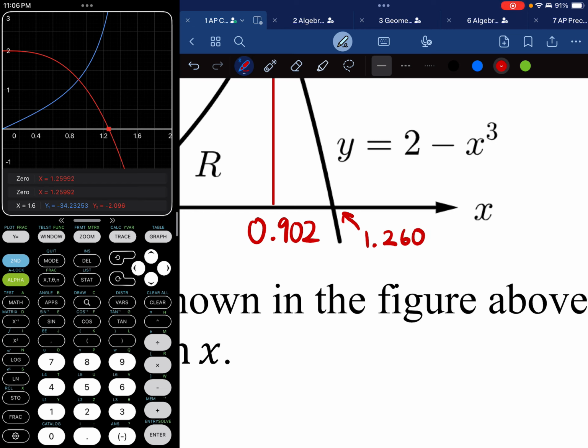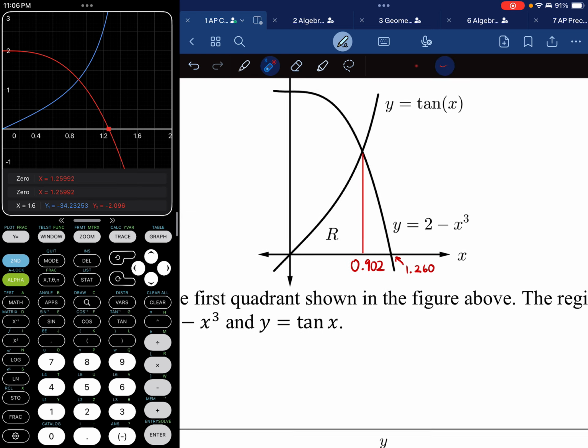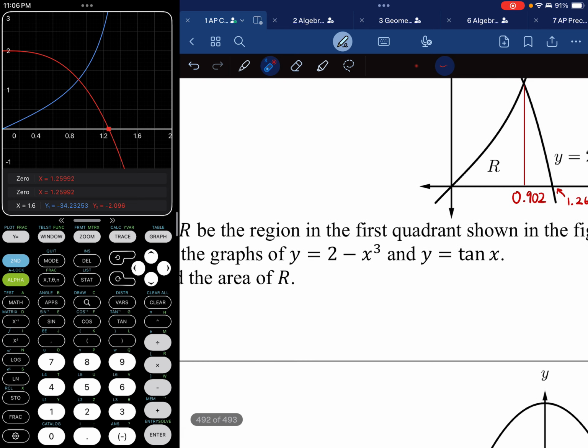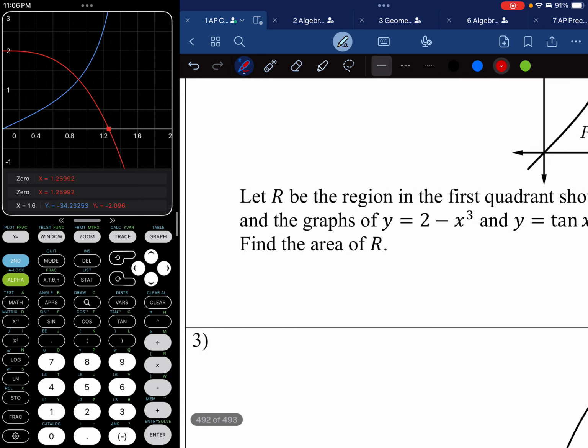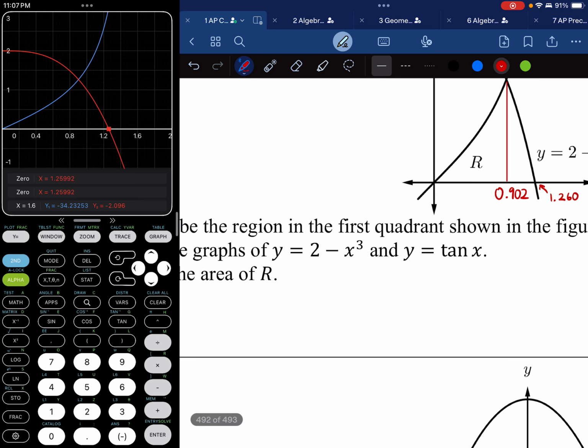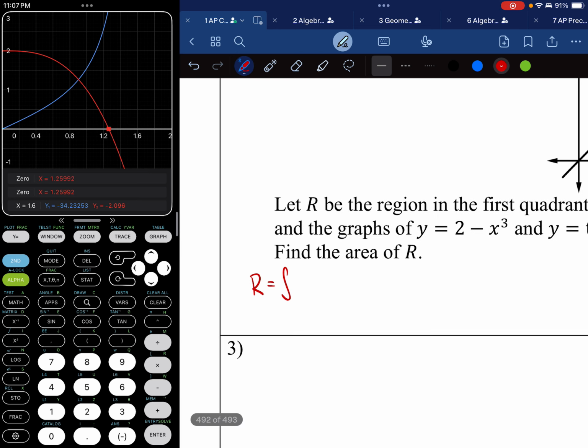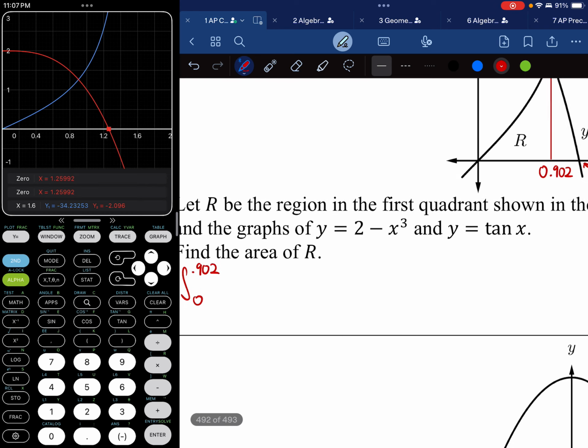Okay, and technically that's the cube root of 2. I can just tell by plugging it in up here, but that's okay. So from here, let's go ahead and set up our integrals. It's always integral of left plus integral of right. The integral, we'll say R here, is equal to the integral of the left, which is going to be the integral from 0 to 0.902 of our left function.